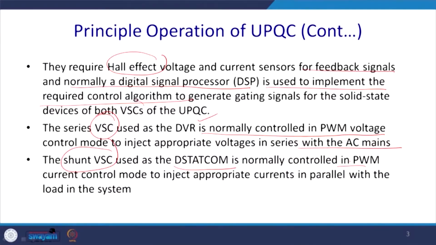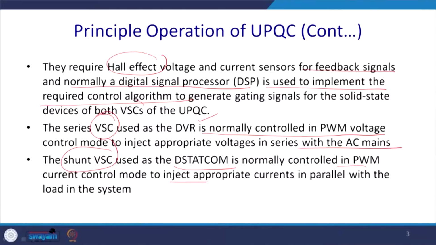On the other hand, the shunt portion of the voltage source converter acts as a D-STATCOM and is normally controlled in PWM mode. It is essentially a current controlled voltage source inverter, controlled in PWM current control mode to inject the appropriate current in parallel with the load of the system. This is called the shunt part.